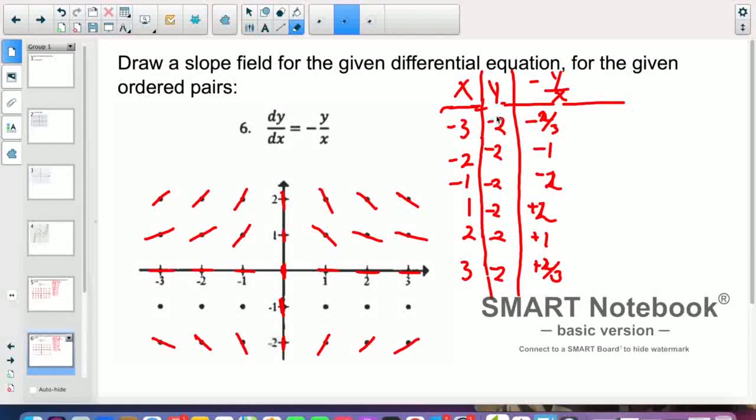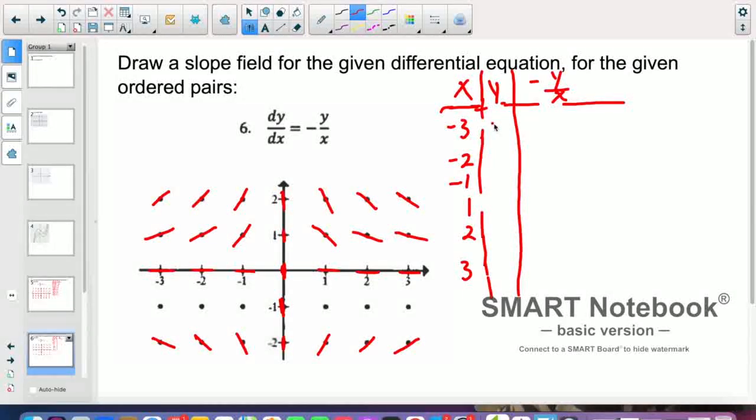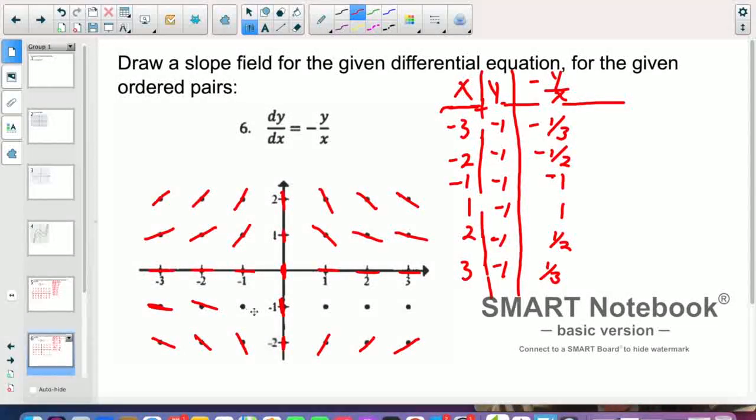And this is our last line, and you can see this is tedious. There's no way around it. Sorry about that. So we're doing our negative 1 line. Negative 3, negative 1, negative 1/3. That's a very gradual slope that is negative. Negative 1/2, again a very gradual slope that is negative. 1, negative 1, this one is a positive 1. 1/2 is 1/3. There is my slope field.